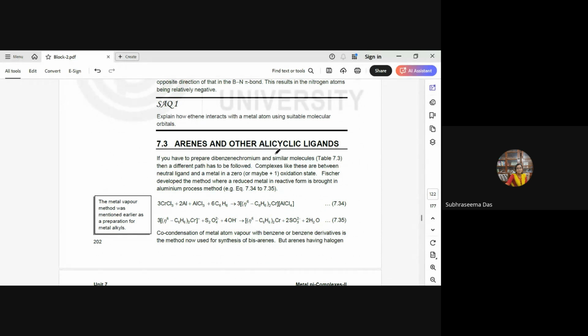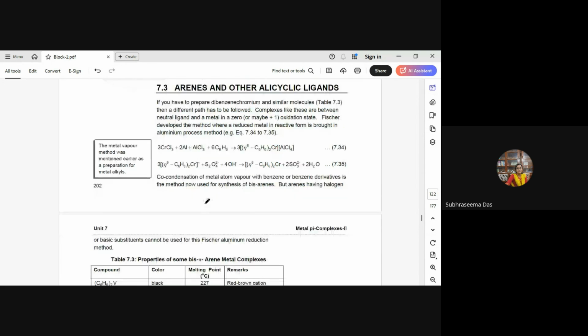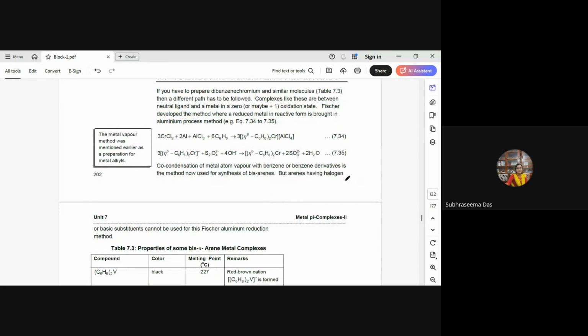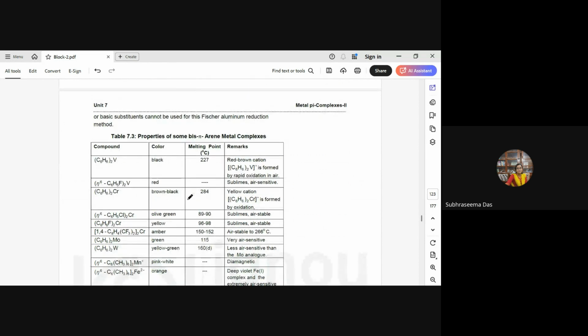If we prepare dibenzene chromium and similar structures, then a different path has to be followed. Complexes such as these are formed between a neutral ligand and a metal in a zero oxidation state. This was first developed by Fischer, and here the co-condensation of the metal atom vapor with benzene or benzene derivatives has now been used for the synthesis of bis arenes. But arenes having halogen or basic substituents cannot be used for this Fischer aluminum reduction reaction. Then table 7.3, the properties of some bis arene metal complexes, has been shown.